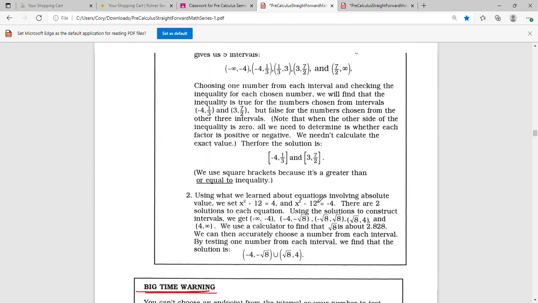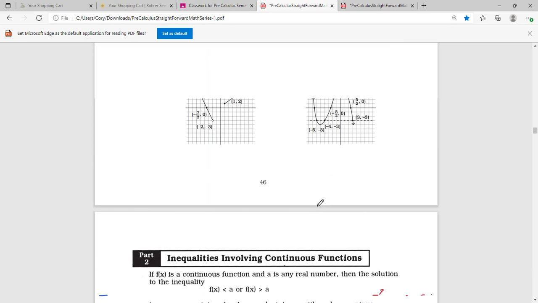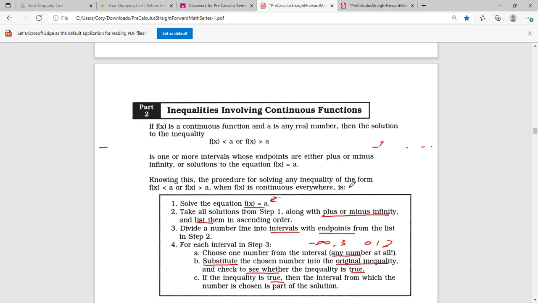All right, that is all for part 2 of inequalities involving continuous functions.